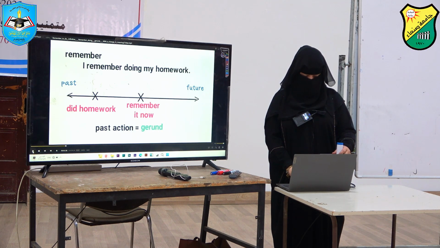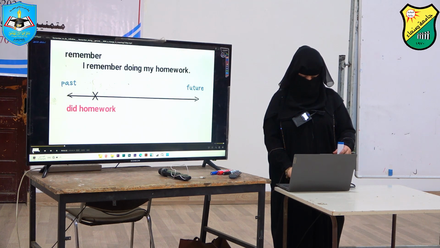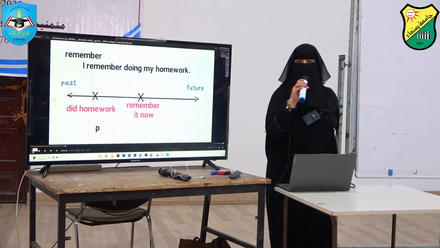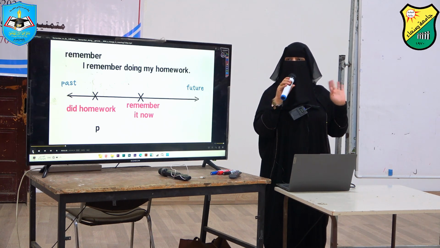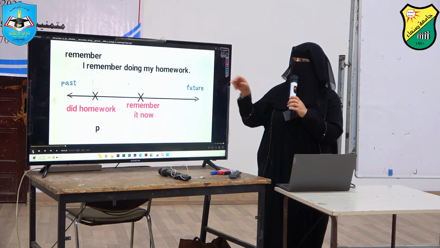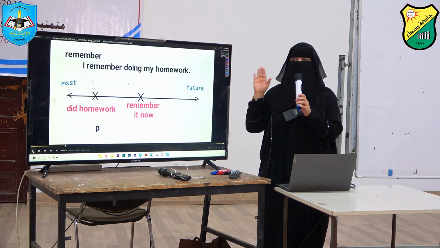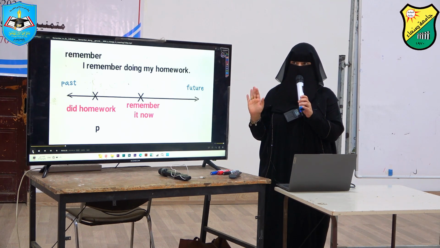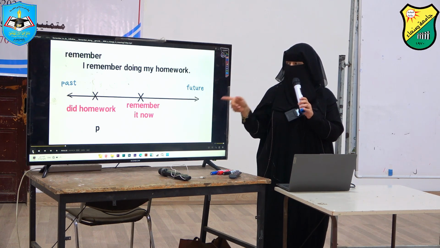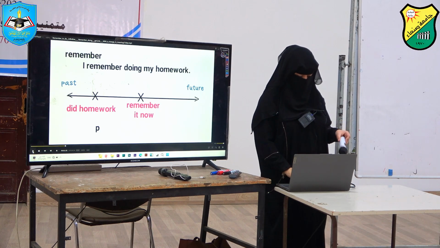Whereas remember to do, and now you are remembering it. So in this sentence we have I remember doing my homework. Okay? You did it. But now I just remember that I did it in the past. So whenever I have here this example, I remember doing my homework, it means you did the action. So now you just remember that you did the action. Okay? Now with the to, it's going to be different.